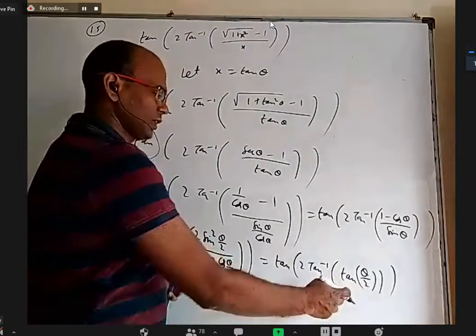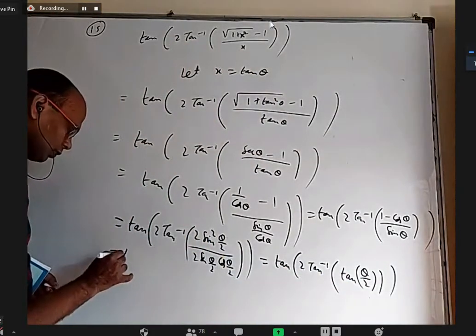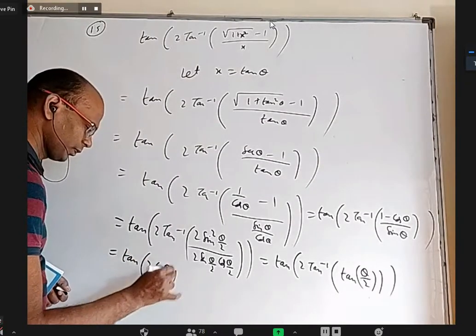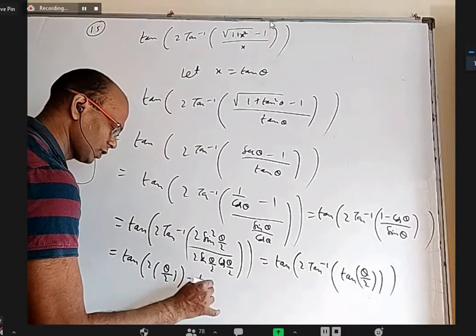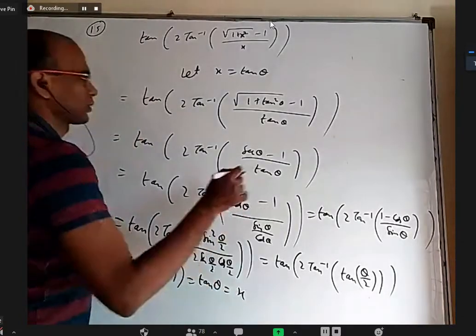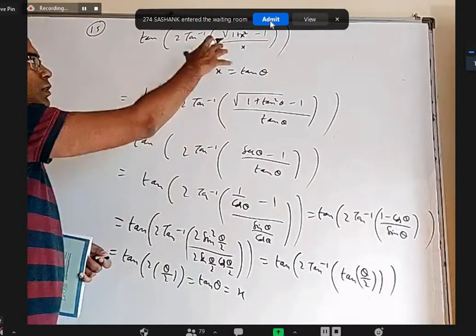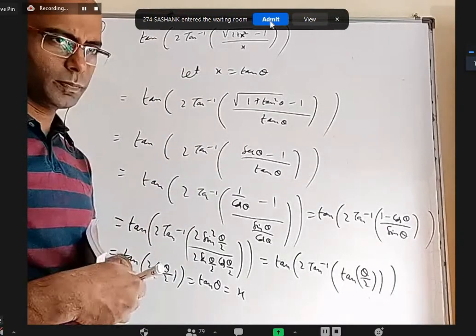Tan inverse and tan will cancel. So we'll get tan of 2 into theta by 2, which is tan theta, which is simply x, because we took x equal tan theta, we got x. After doing the whole thing, this whole thing is a very simple x, that's all.